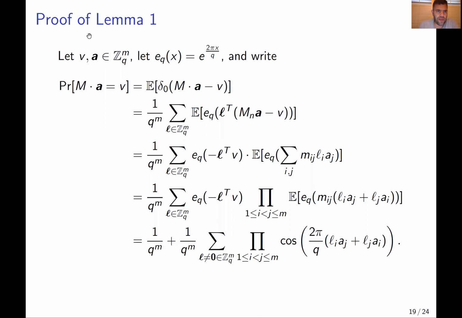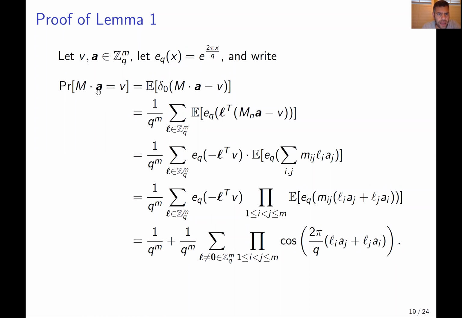So let's prove lemma 1. Fix some v in Z_q to the m, and let's define e_q(x). This is just going to be e to the 2 pi i x over q, just the q-th root of unity. And then we can write the following. The probability that M A equals v, if you fix some A, but soon I will switch this A, I will just think about it as the all-ones vector.